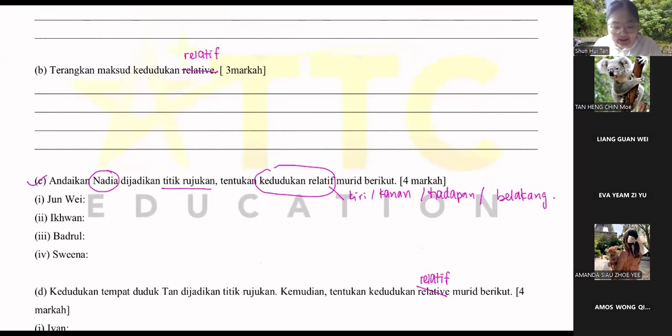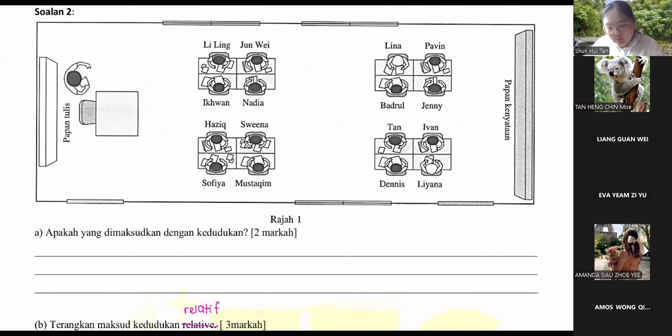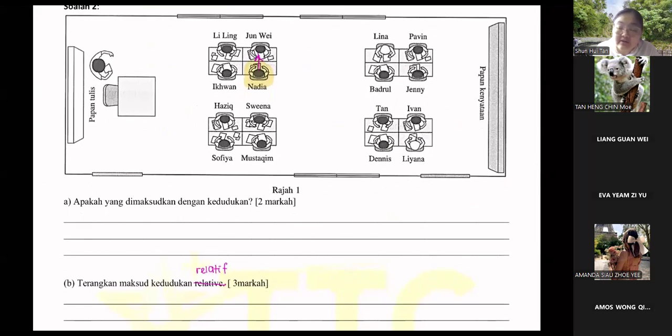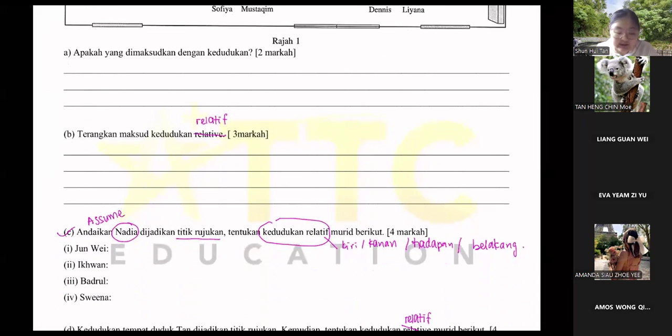What is andaikan? Andaikan means assume. We assume Nadia is the titik rujukan. So look at it. Where is Nadia? Nadia is here. How to determine Nadia's titik rujukan? You look at who Nadia is facing. She is facing here. So Junwei is actually sitting in front of Nadia. So you have to write hadapan.